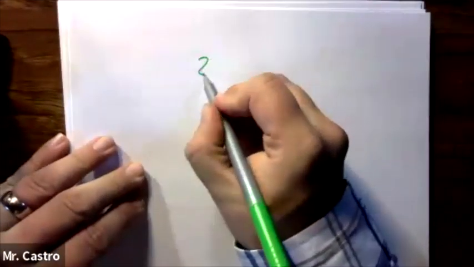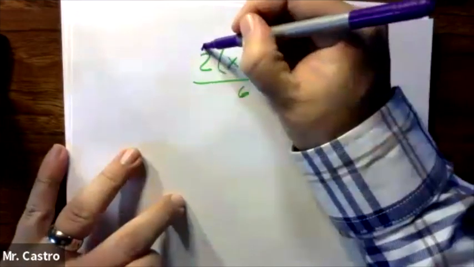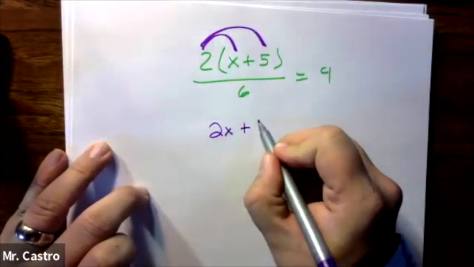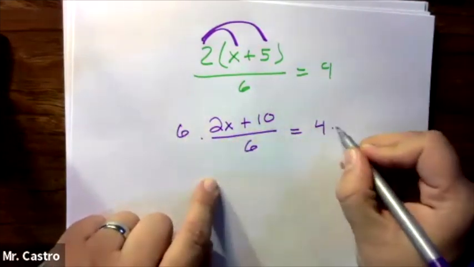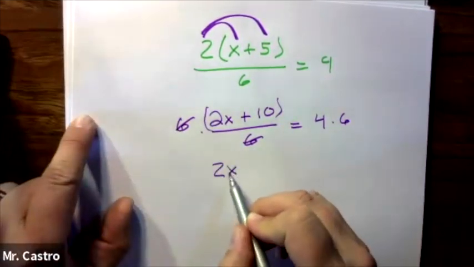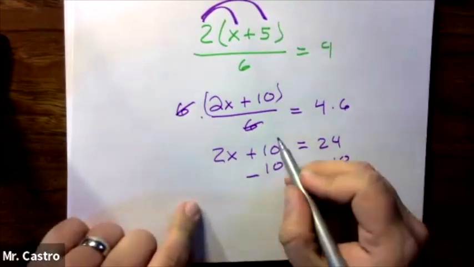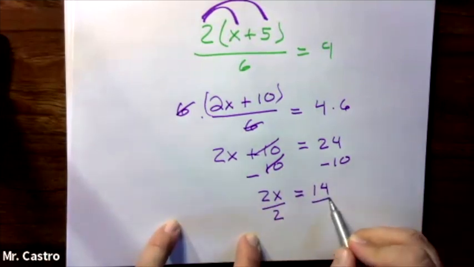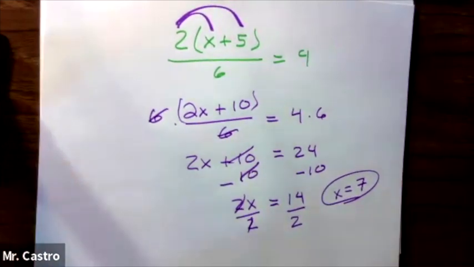All right, there's also a slightly different way that you could work this out. Now that you know distribution, we have 2 times x plus 5 divided by 6 is equal to 4. I could distribute this 2 through. 2 times x would give me 2x. 2 times 5 would give me 10. All that divided by 6 is equal to 4. I can multiply both sides of this equation by 6. That gets rid of that 6 there because it's 6 times this whole thing divided by 6. So this becomes 2x plus 10 is equal to 24. I'll subtract 10 from both sides. Plus 10 minus 10 goes away. You're left with 2x is equal to 14. Then I can divide both sides by 2. The 2's cancel. X is equal to 14 divided by 2, which is 7. All right.